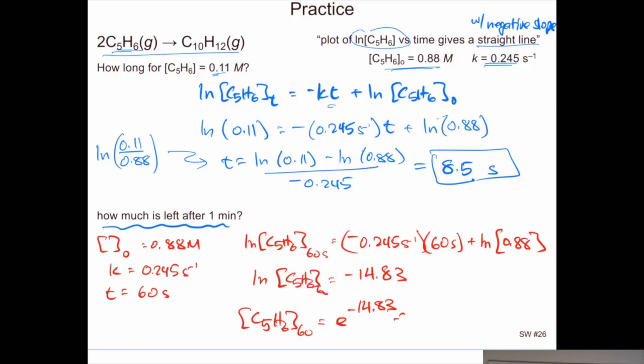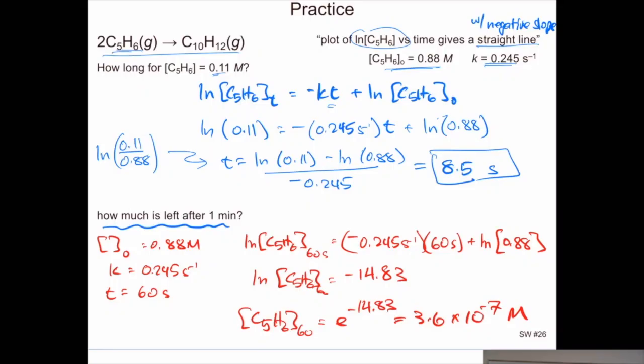And that gives us 3.6 times 10 to the minus 7th molar, which is really, really tiny. Okay? But that's consistent. That's after a minute. So this reaction goes really, really quickly. The kinetics of this reaction is really fast. So after a minute, almost all of it's gone.